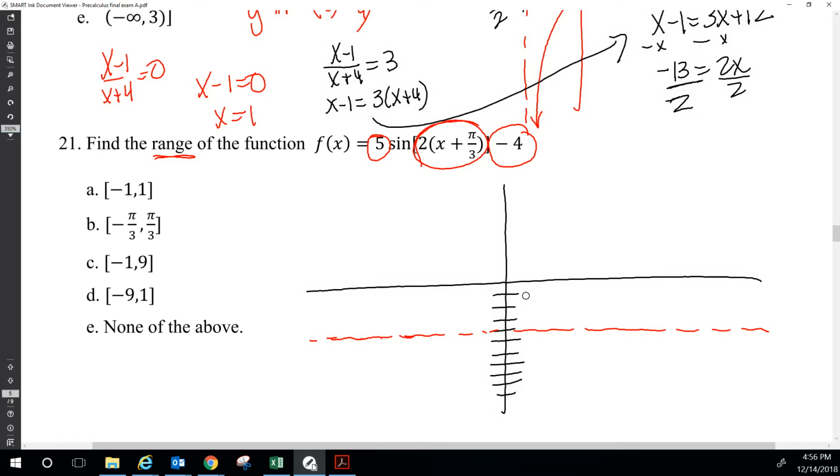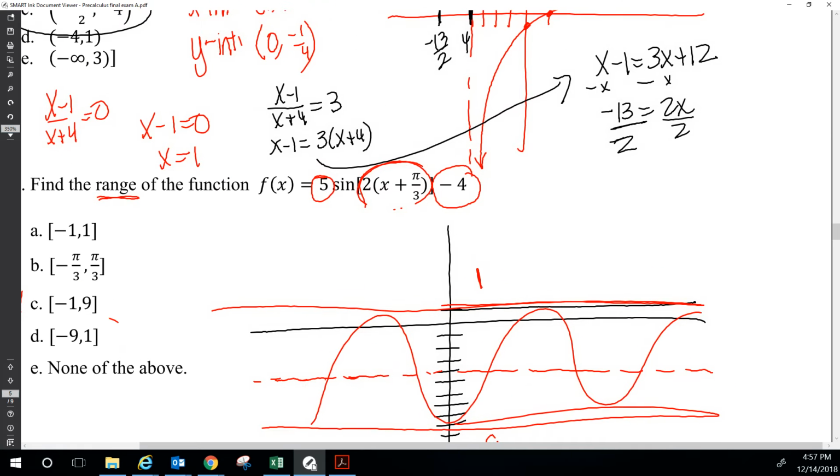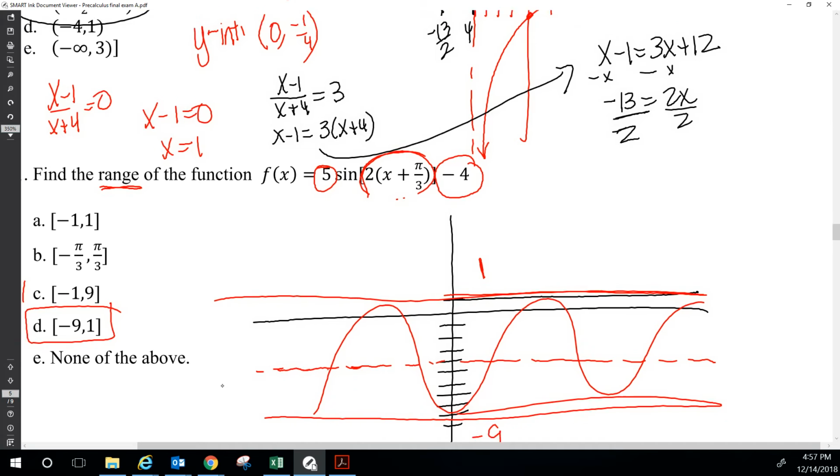So 1, 2, 3, 4. One more will give me 5. That's going to be the high point of this graph here. And then going down 5, 1, 2, 3, 4, 5. That's the minimum point for the graph. So my sine is going to oscillate somehow in between those two. That's a really bad sine graph because I know it's supposed to go through here. But it may not because of all this stuff going on. But what we do know is the high point is 1, the low point is -4 minus 5, which is -9. So my range is going to be between -9 and +1.